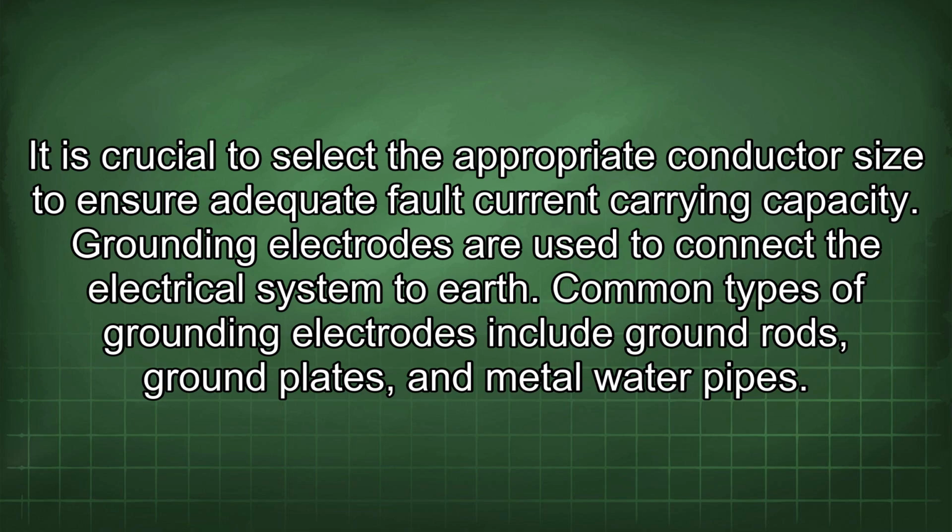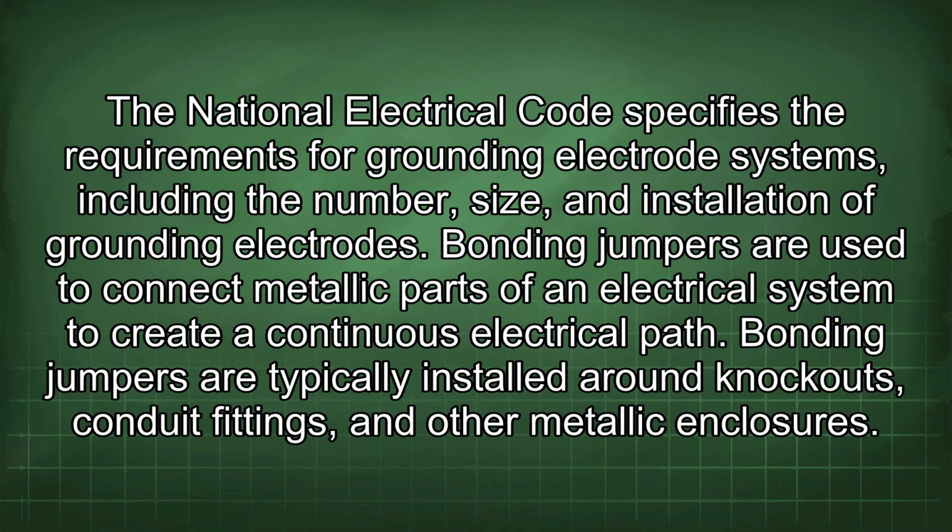Grounding electrodes are used to connect the electrical system to earth. Common types of grounding electrodes include ground rods, ground plates, and metal water pipes. The National Electrical Code specifies the requirements for grounding electrode systems, including the number, size, and installation of grounding electrodes.